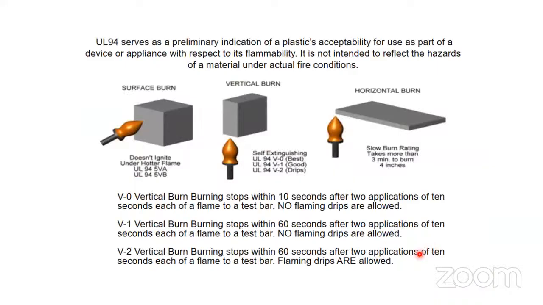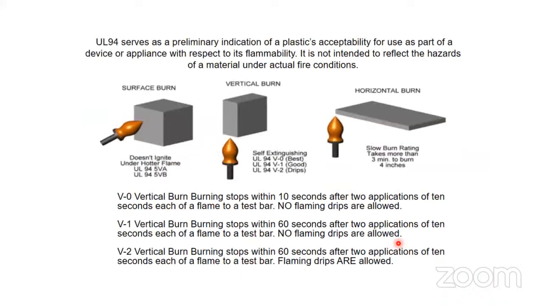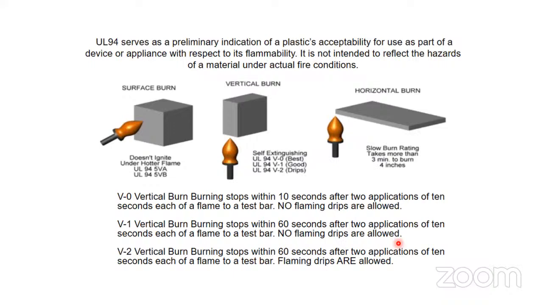So this is all about the burning characteristics of your polymeric material. The second test for flammability of polymers is the limiting oxygen index. If a thermoset plastic is burned, it will not drip down, it will just burn off.